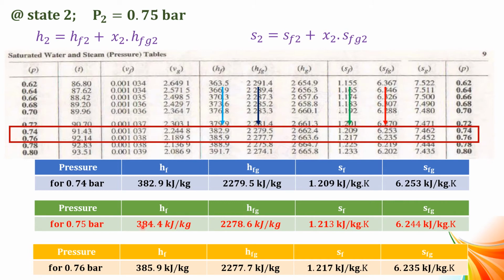And finally we get the value of HF equal to 384.4 kilojoule per kilogram and HFG equal to 2278.6 kilojoule per kilogram and SF equal to 1.213 kilojoule per kilogram Kelvin and SFG is 6.244 kilojoule per kilogram Kelvin.